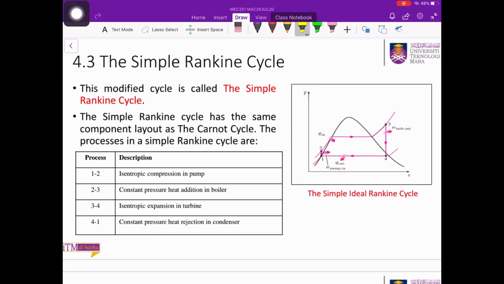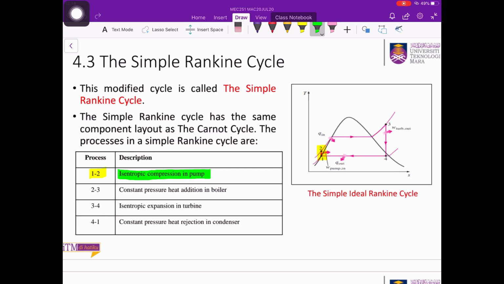Subchapter 4.3, The Simple Rankine Cycle. This modified cycle is called the Simple Rankine Cycle. The Simple Rankine Cycle has the same component layout as the Carnot cycle, but instead of a compressor, the Simple Rankine Cycle uses a pump.